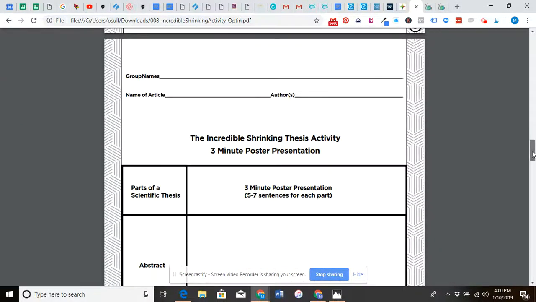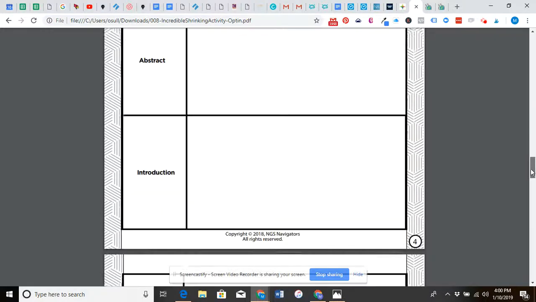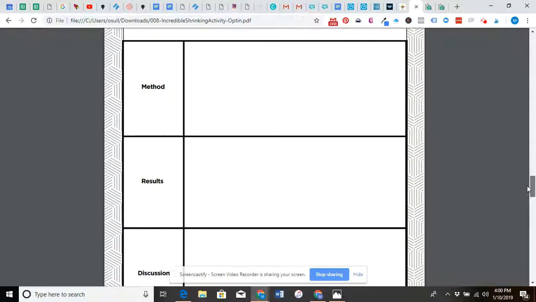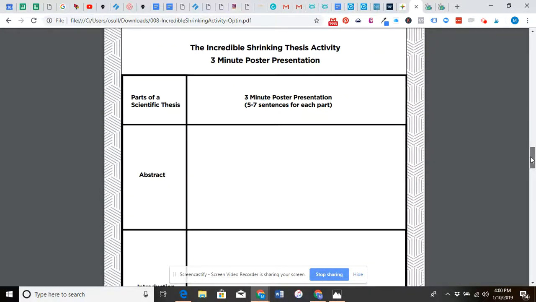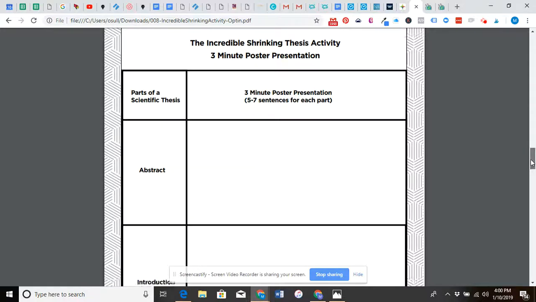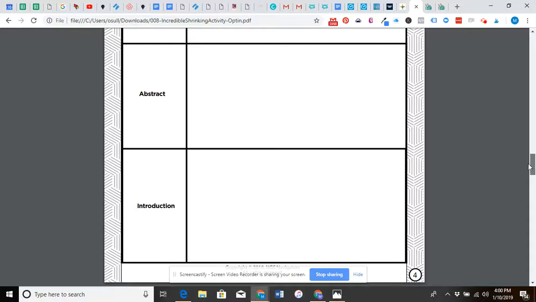And so if you look here, what students can do is take that journal article, and you can work in groups or however you want to divide them up. If they can summarize the data in each part of that journal article in about 3 to 5 sentences, that'll get you about a 3-minute poster presentation, give or take 30 seconds here or there, depending on how fast they speak.